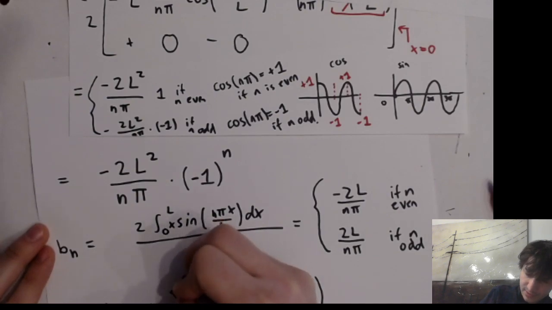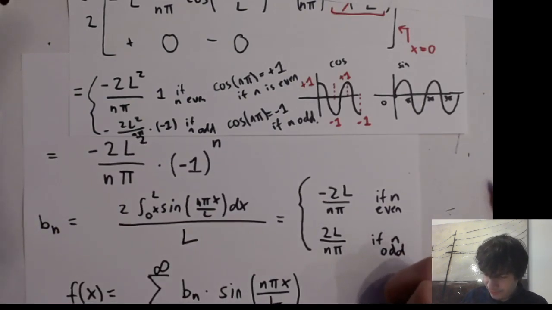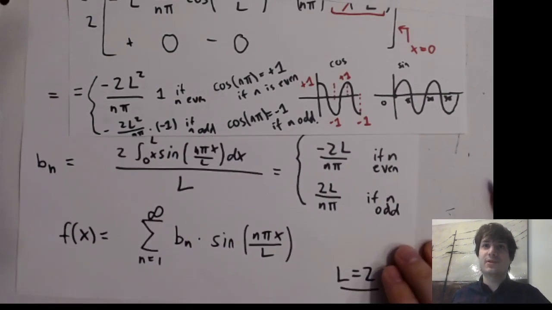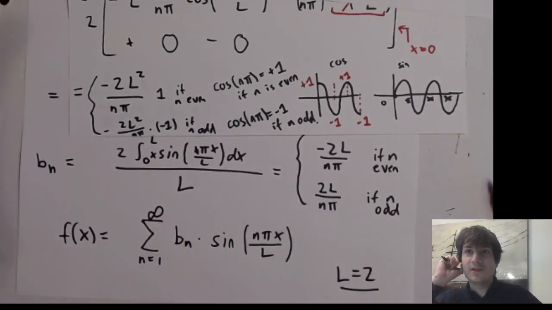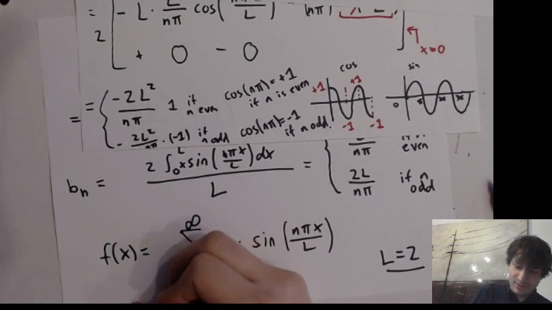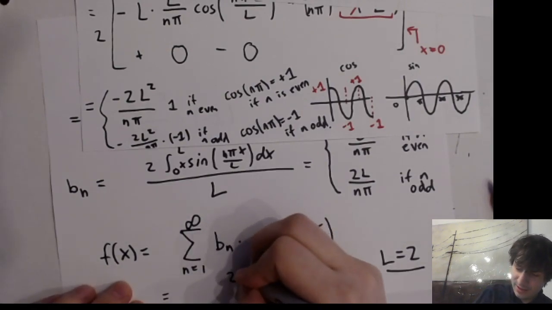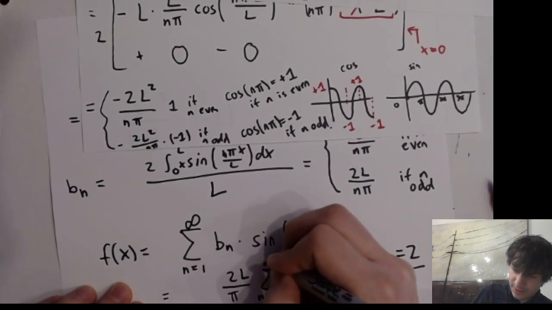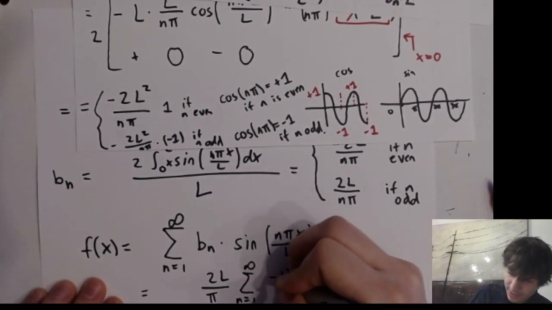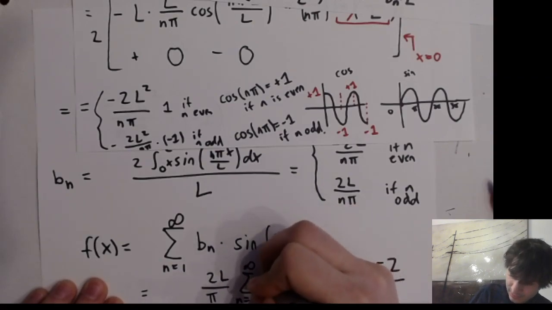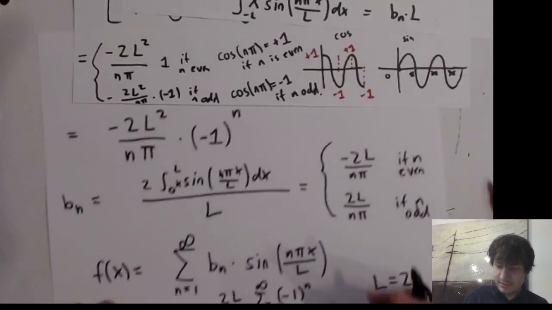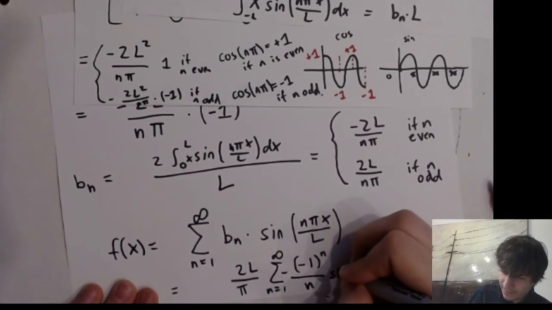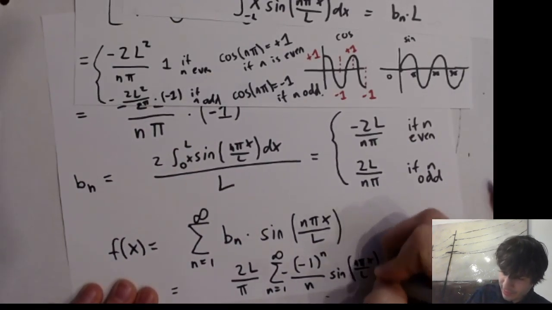N equals 1 to infinity. We did the case L equals 2, but we didn't actually use that anywhere, so this whole thing is totally valid for any other value of L as well. Okay, that's writing the function. You can write this more compactly, and this is how the textbook does it: 2L over pi times the sum from n equals 1 to infinity of minus 1 to the n, divided by n, times the sine of n pi x over L.